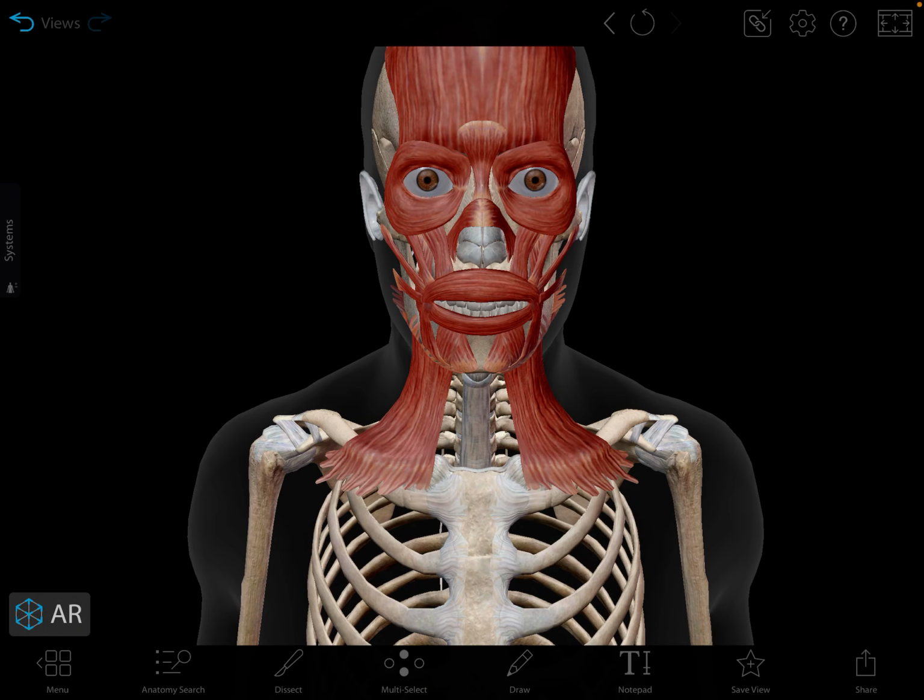So in the next video, we will talk a little bit about some of our muscles of mastication, meaning the muscles that are responsible for moving our jaw, moving our mandible, and allowing us to chew things.